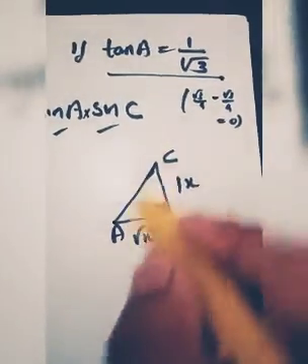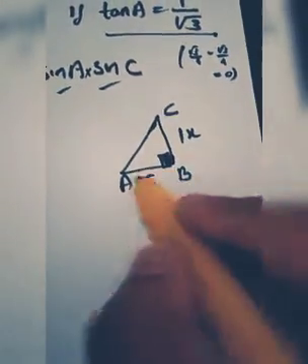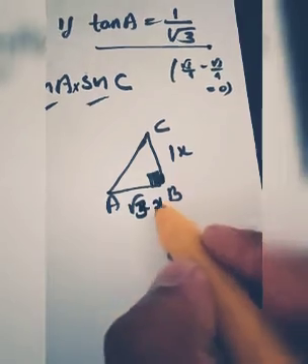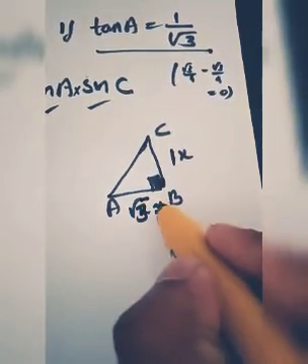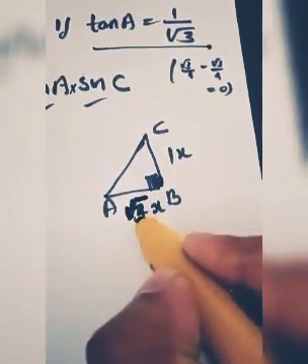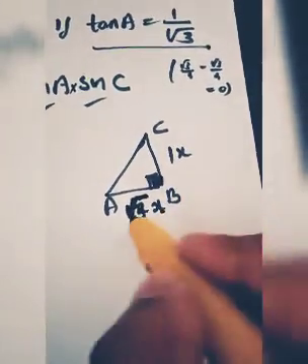Then how to calculate the remaining side? Just use Pythagoras. AB is root 3x. This x is outside of root 3. This x is outside of the square root sign. Clear? Root is only applicable for 3. Then x is outside. Root 3x. Clear?